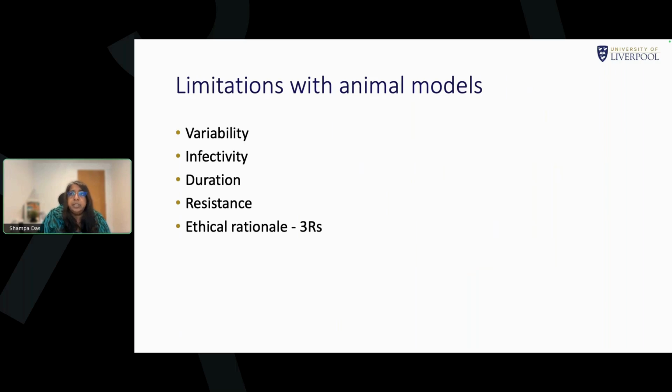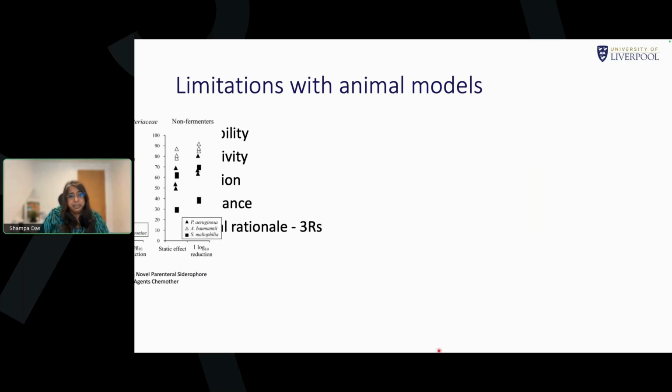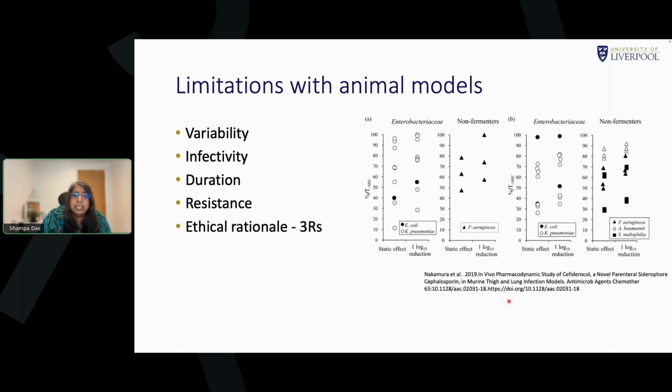So traditionally, we've used animal models for a long time, and they're still very important, but there are some limitations with animal models. Variability, just natural animal variability, is one of our challenges.